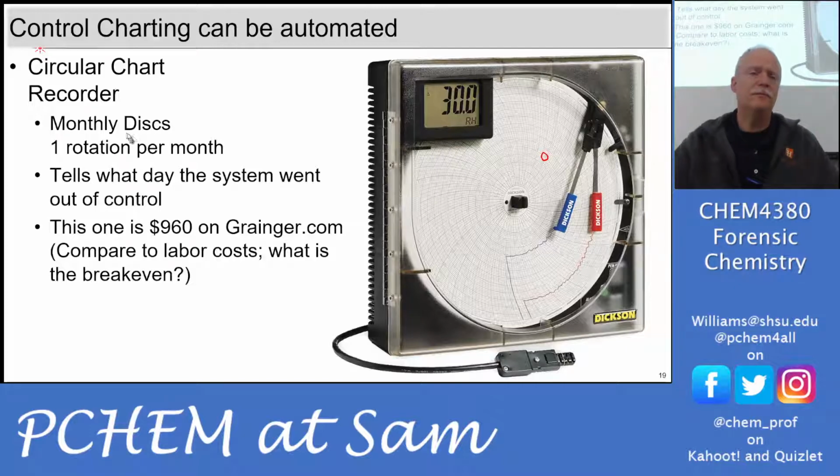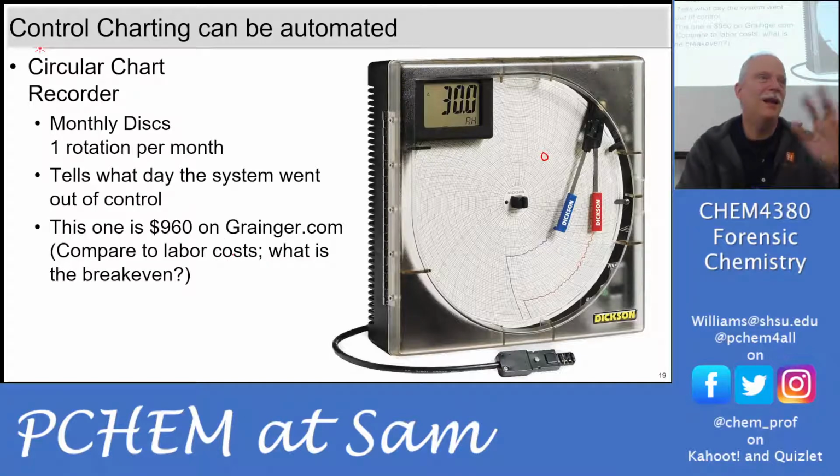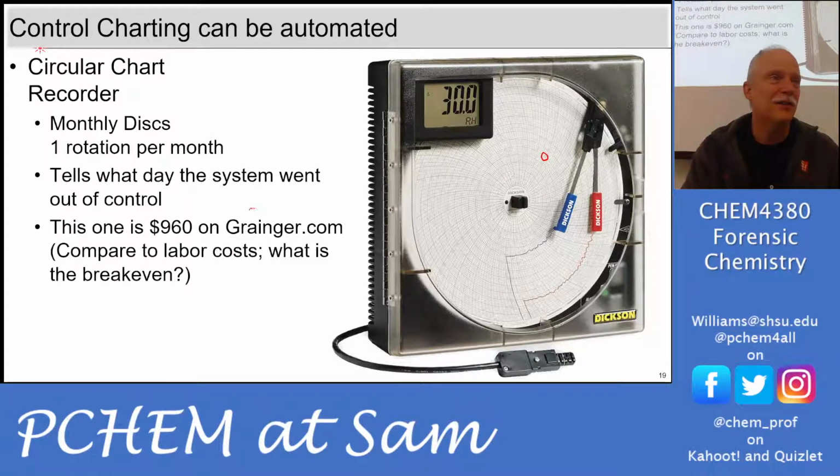Now, this one's $960. I know sometimes for academics, students and professors, we're like, man, that's expensive, right? Just two little ink pens and a piece of paper, $960. Okay, so let's have you measure temperature every hour. How long does that take? A few minutes. Let's say it takes 5 minutes. So in an 8-hour day, that's 40 minutes. Let's round up to an hour. Let's say it takes 1 hour of your time to monitor the temperature on your shift.